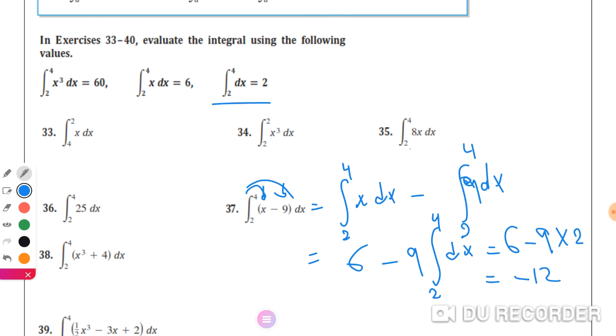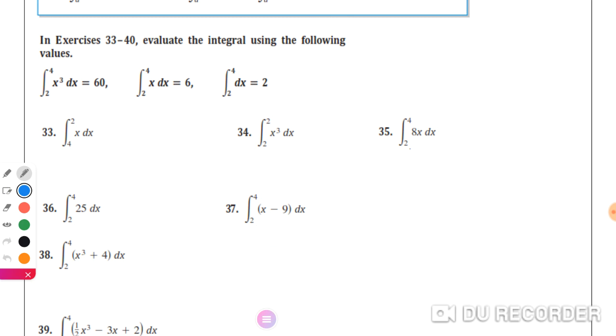I know the definite integral of the first one from 2 to 4. Some of you can solve it mentally. The definite integral of x is the same as the given, it will be 6. Here it means negative 9, negative 9 multiplied by the integral of dx, it will be what? Negative 18. 9 multiplied by 2 is 18. Some of you can solve it mentally, okay?